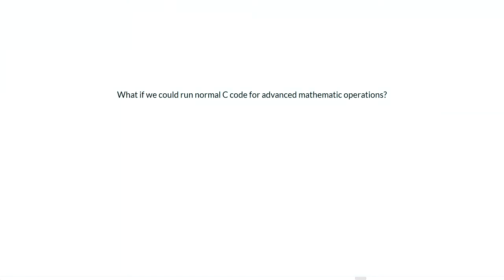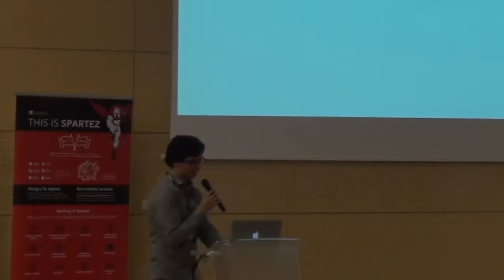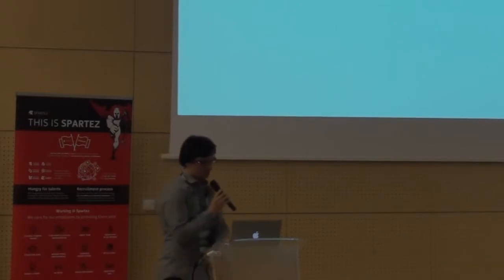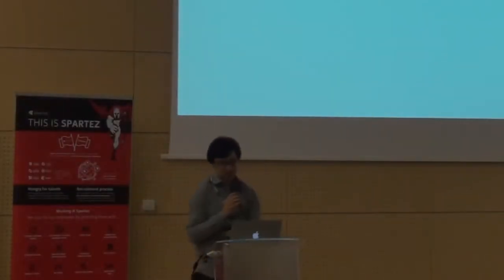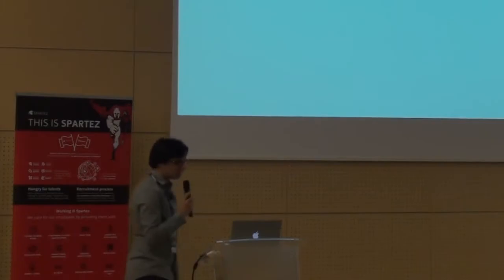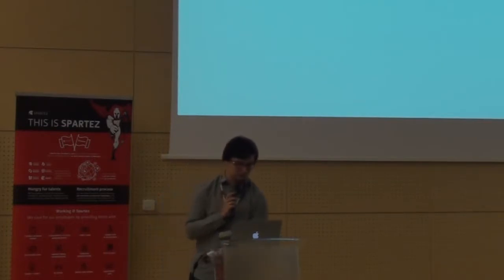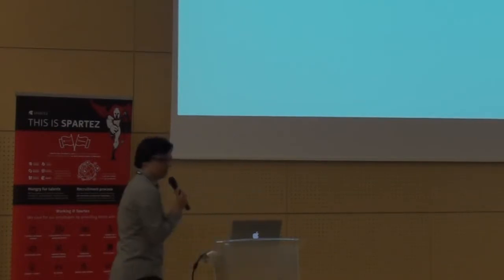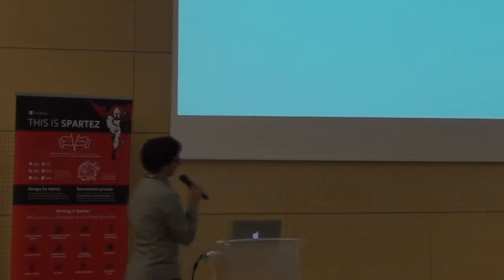So the main ideas were, what if we could run normal C code for advanced mathematical operations, feed the code straight to the CPU and GPU, and also run code in parallel on all available cores like with web workers. So we combine the three best things. In the end, it should be hard. Turns out it's not that hard. We have to introduce, first of all, a kernel which is written in C. So this isn't straight JavaScript, sorry. It's just like WebGL. You also have to know some C to write the shaders, etc.